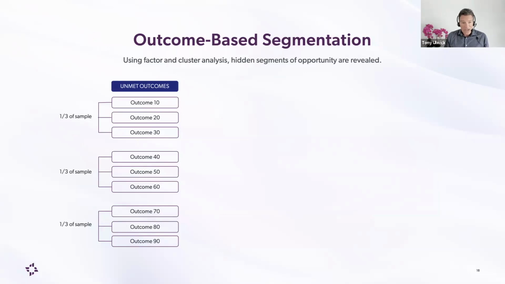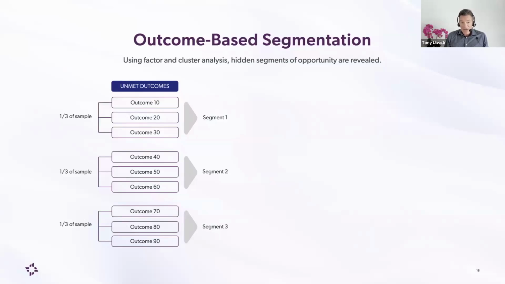So, for example, let's say there's 90 outcomes that we're segmenting around. A third of the sample could say outcomes number 10, 20, and 30 are highly underserved. So they get formed in a segment. Another third of the sample could say outcome number 40 is highly underserved, yet outcomes 50 and 60 are highly overserved. So they could go in a segment. Another third may say, outcome 70 is underserved, outcome 80 is overserved, outcome 90 is appropriately served.